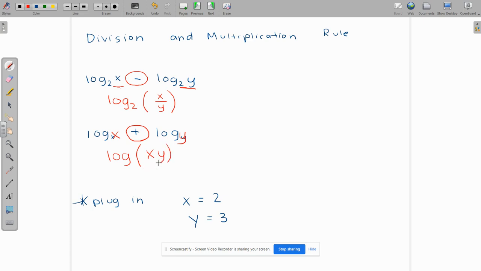So I have log xy. So just a little rule to remember: if logs are being subtracted, you can divide them as long as they have the same base. That's important to note, that they must have the same base. And if I'm adding two logs that have the same base, that is multiplication. You can go ahead and check this for yourself if you plug in x equals 2 and y equals 3 and do the original log expression and then the condensed log expression, and you should get the same value.